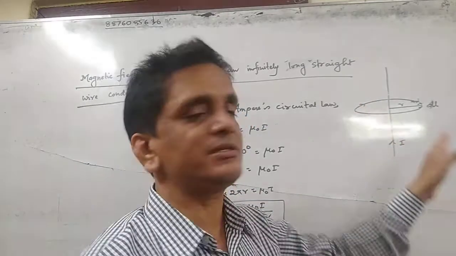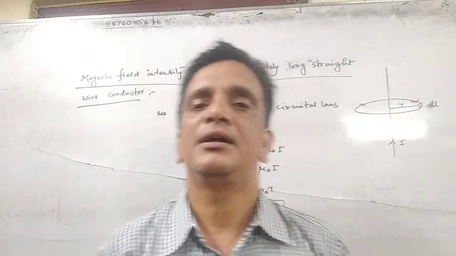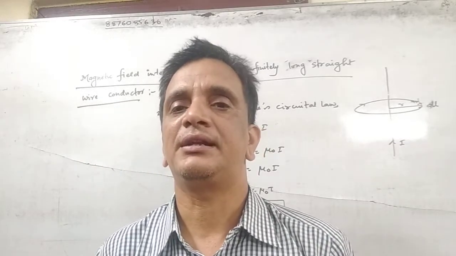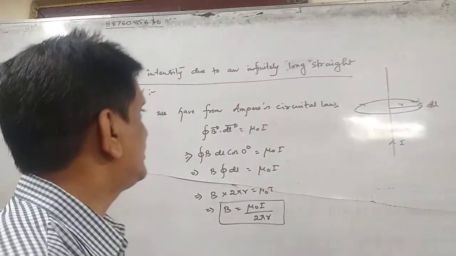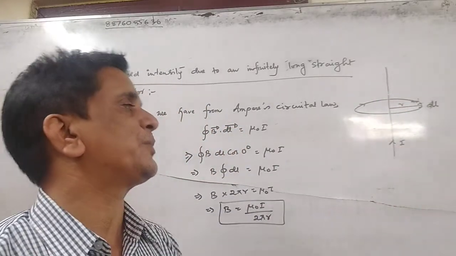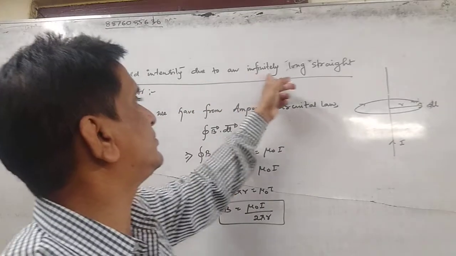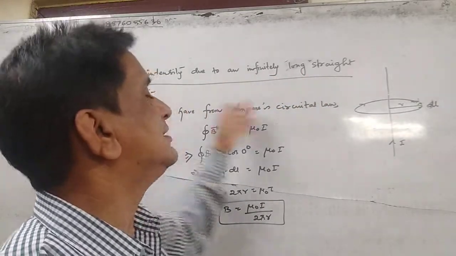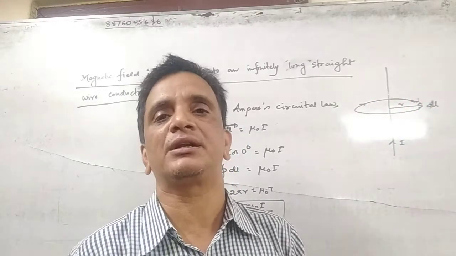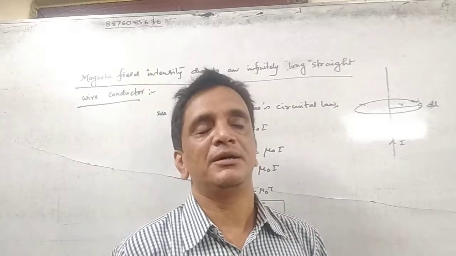So it has a limitation: it cannot be used for finding the magnetic field due to a circular coil carrying current. Here we are going to find the magnetic field due to an infinitely long straight wire conductor. Our first application is magnetic intensity due to an infinitely long straight wire conductor by using Ampere's circuital law. We have already found it by using Biot-Savart's law. It was a tough topic.